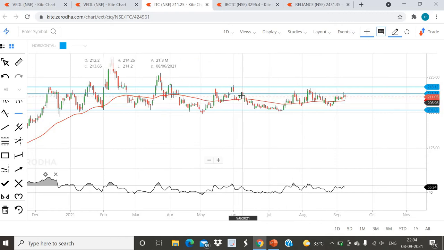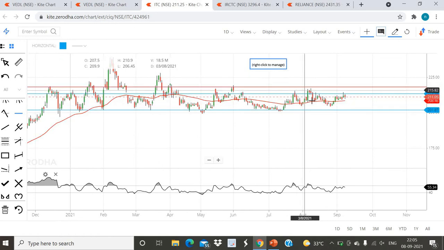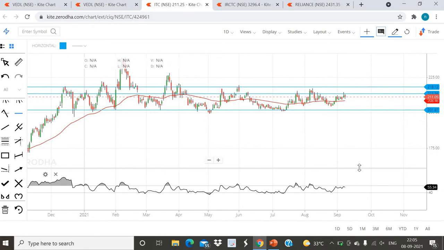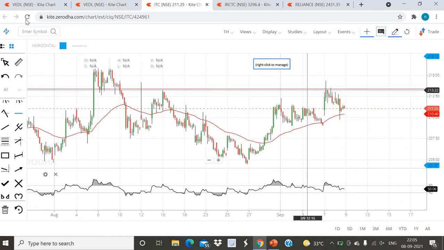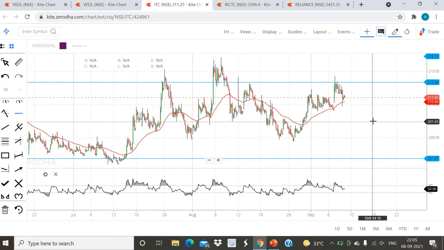We can see one, two, three times the price got rejected from this level. Now we are going to change into the hourly time frame. For hourly time frame, we will mark it on some purple or violet.